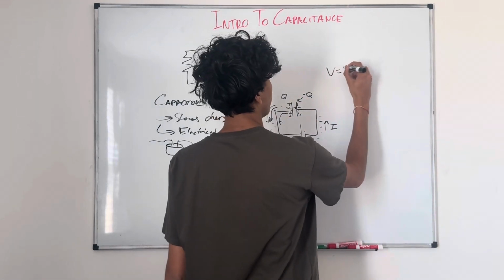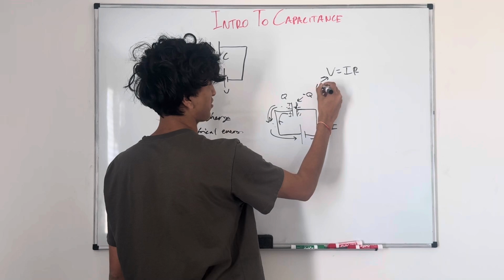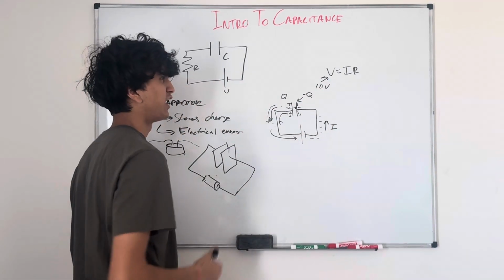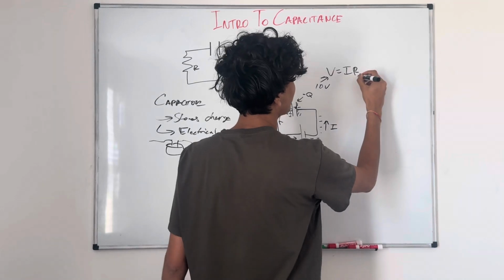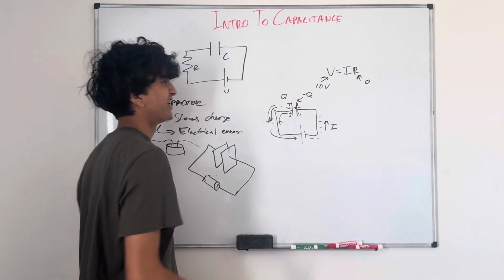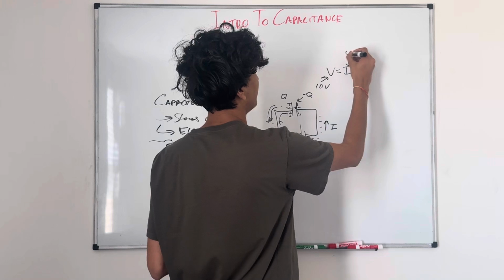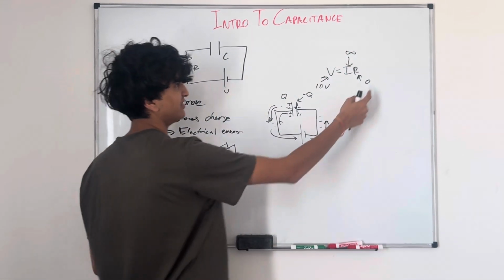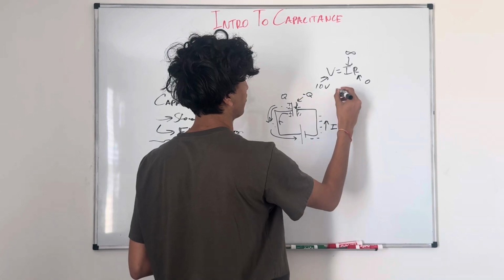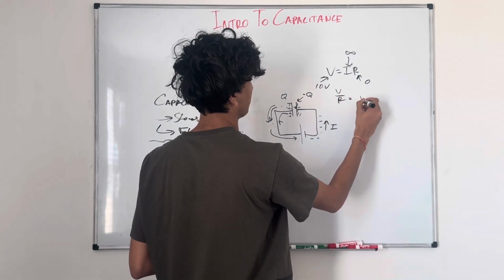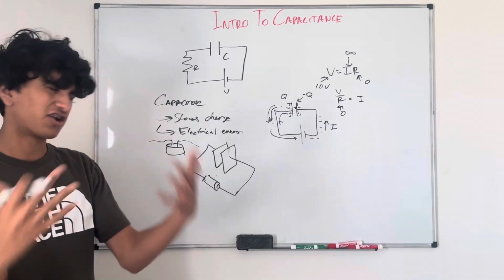V equals IR. Well, this is equal to, I don't know, 10 volts, right? The battery. But the resistance is 0. So mathematically speaking, this should be infinity, right? Because it's like 0 times infinity. Or if you think about it as dividing both sides by R, if the resistance of the wires is 0, you're getting infinite current.